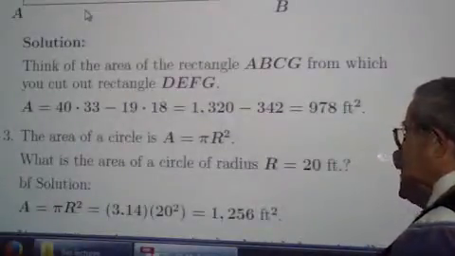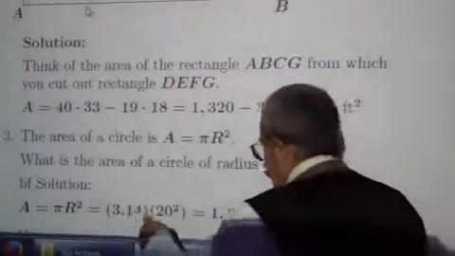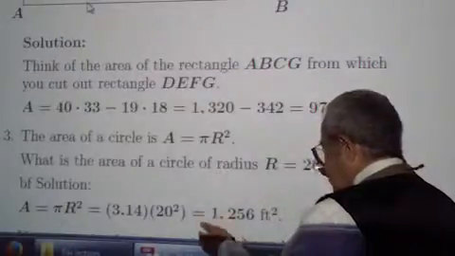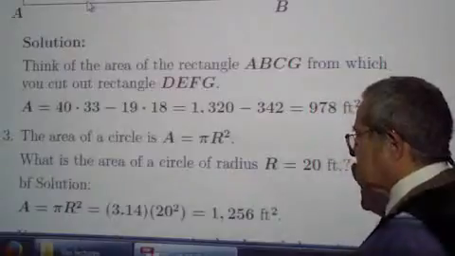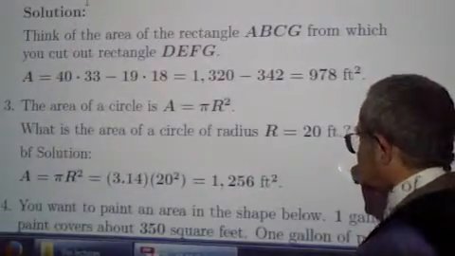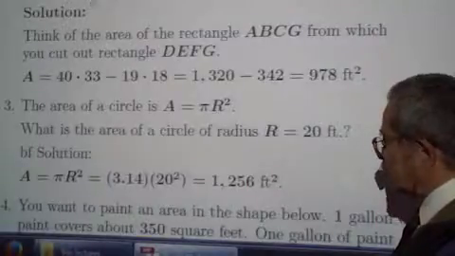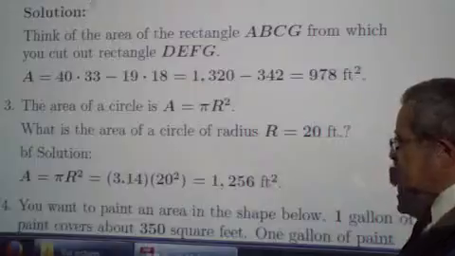The area of a circle is pi r squared. What's the area of a circle whose radius is 20 feet? Well, pi r squared, 3.14 times 400, about 1,256 square feet. So pi times 20 squared, pi times 400, about 1,256 square feet.